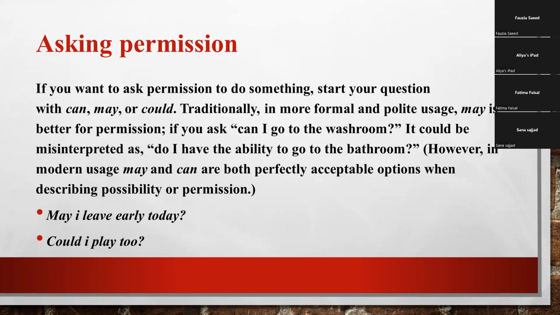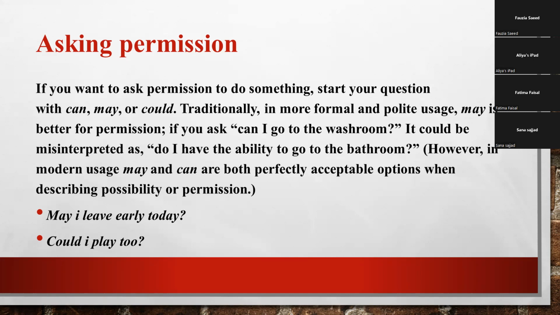However, in modern usage, may and can are both perfectly acceptable options. Okay. So, may I leave early today? Could I play too? These, may and can, can be used for asking permission in the more traditional way and the modern way. Okay. दोनों may और can दोनों यूज होते हैं for asking permission. May I leave early? May I leave the class?